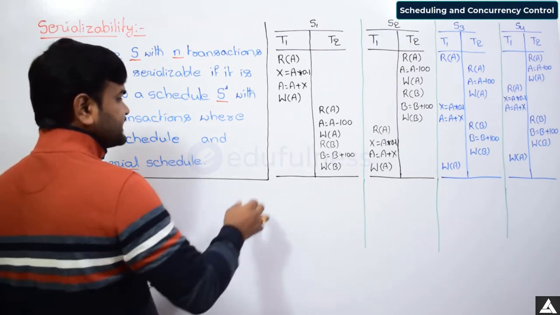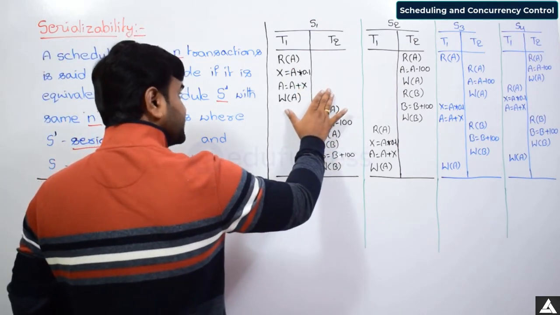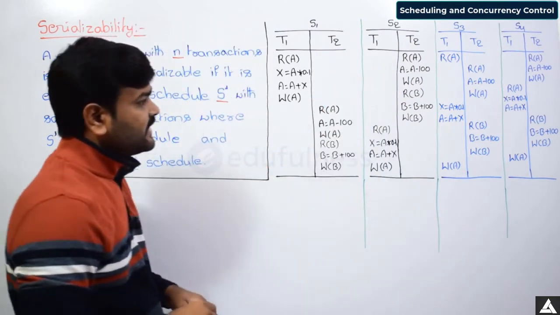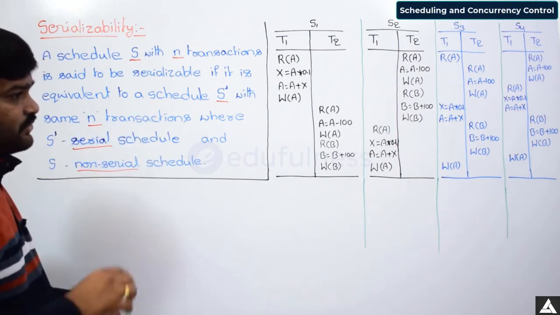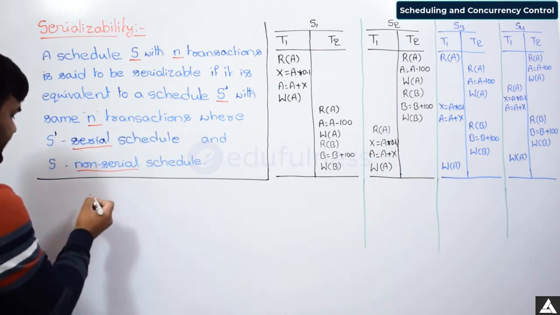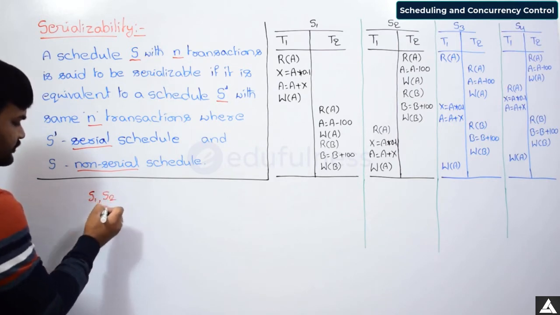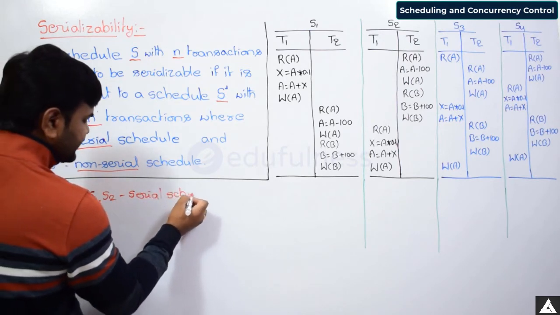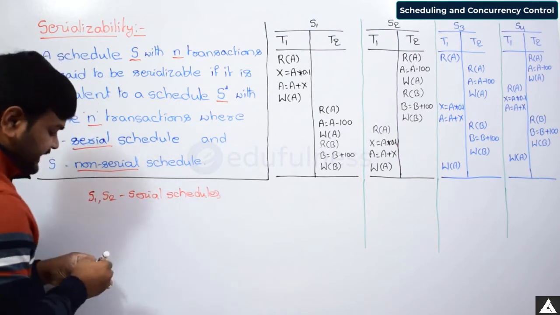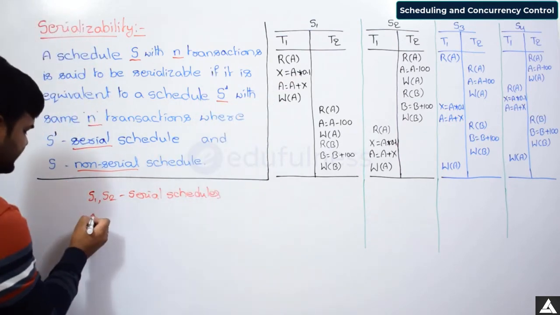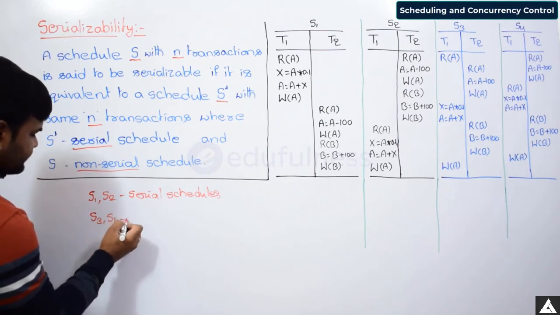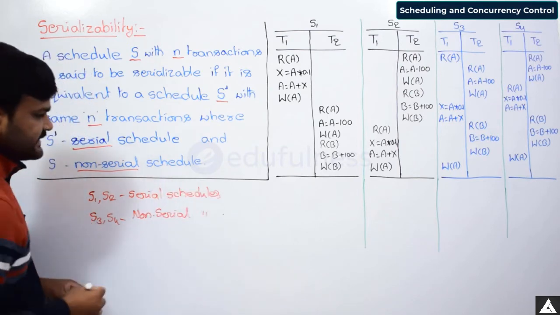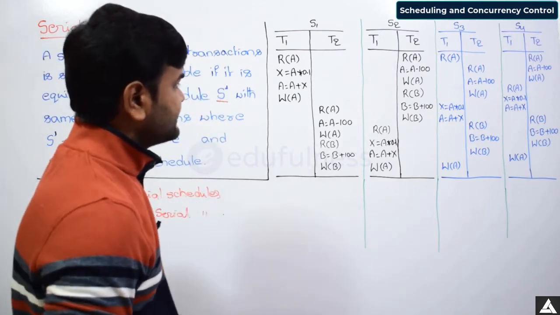So what we are going to do is look at the S1, S2, S3 and S4 schedules. If you observe S1, S2, S3, S4, what is our understanding? S1 and S2 are serial schedules, and S3 and S4 are non-serial schedules. Okay, so that's it, very simple understanding. Let us come here.